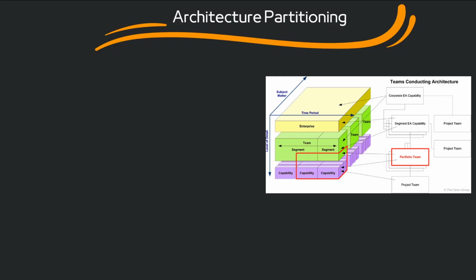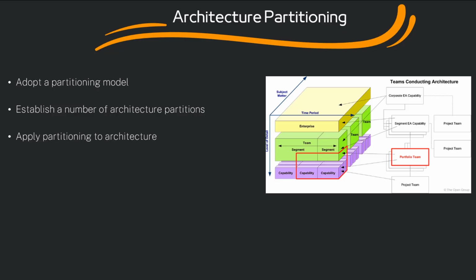Architecture partitioning proposes that you adapt a partitioning model that reflects the enterprise operating model. You first establish a number of architecture partitions, providing defined boundaries, governance, and ownership. You then apply partitioning to the architecture until each architecture has its own entity. In this way, each team carries out architecture activity within the enterprise and owns one or more architecture partitions, and will execute the architecture development method to define, govern, and realize their architecture.